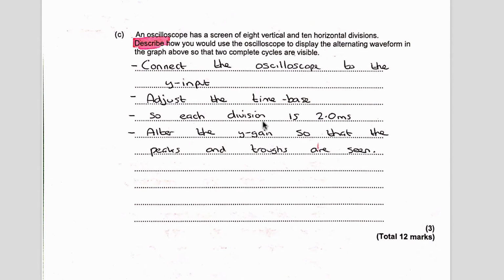So the final part of this question, part C, we're told we have an oscilloscope, and the screen has 8 vertical and 10 horizontal divisions. We're asked to describe how you'd use the oscilloscope to display the same alternating waveform, which isn't necessarily clear in the question, but so that we can see 2 complete cycles.